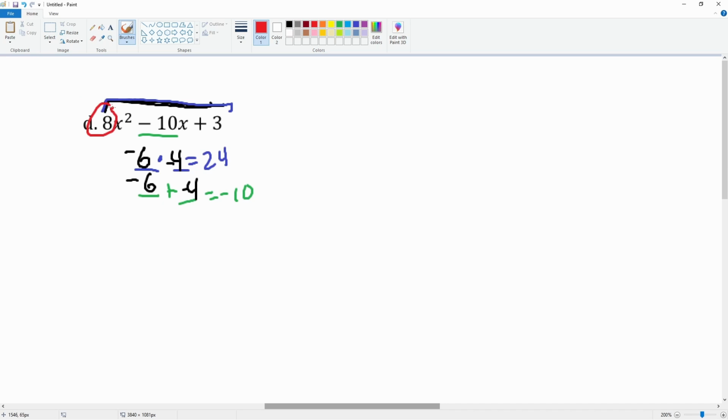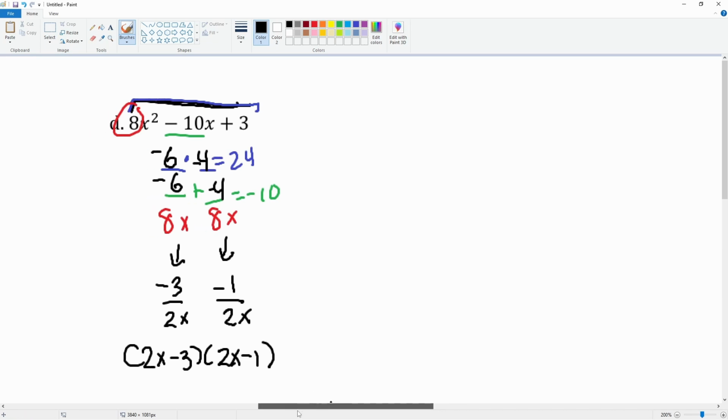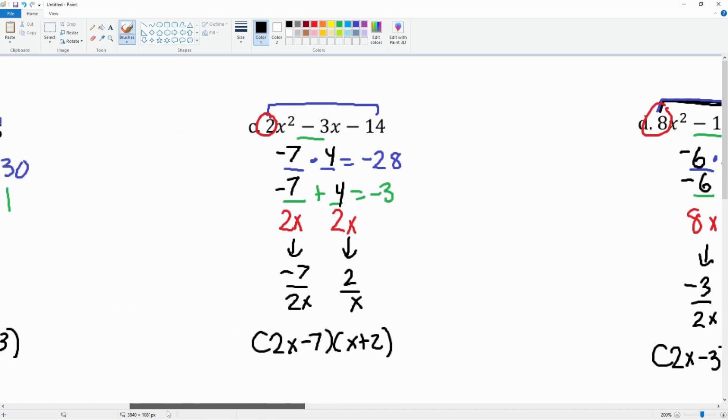We're going to divide by that term out in front, which is divided by 2x. This does simplify. 2 does go into this. Negative 3 over 2x. And then this becomes negative 2 over, oh no, 4 goes into both, so negative 1 over 2x. So here, factored form, 2x minus 3 and 2x minus 1 would be its complete factors. There you go. That is how you factor.